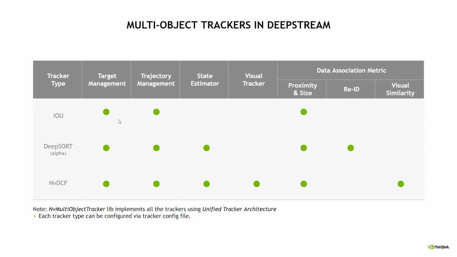NvDCF is our flagship multi-object tracker that has the best accuracy and performance. It uses the discriminative correlation filter for visual tracking and uses the relative correlation response as the visual similarity score. We will talk more details about NvDCF in the later slides.